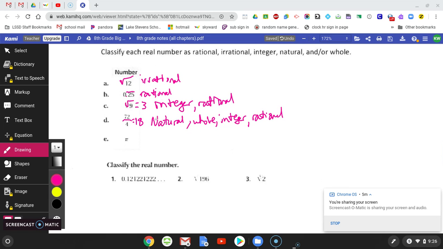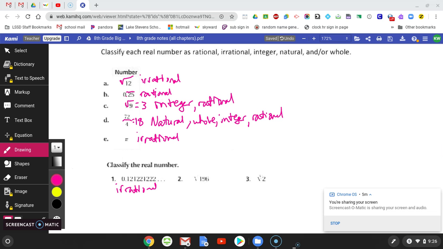And then pi is an irrational number because it never has a pattern, it never repeats. Okay, so the next one, 0.1212212222. There's never going to be a pattern where you can say it's repeating. Well, we can see a pattern, but the pattern is changing each time. How many 2's are there changes each time. So we know that this one is going to be irrational.